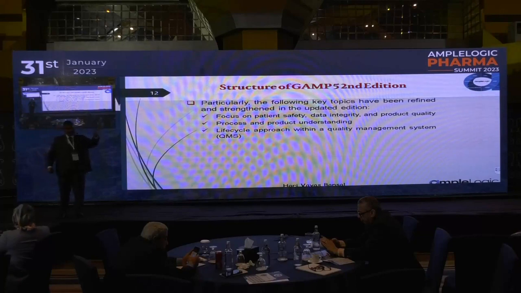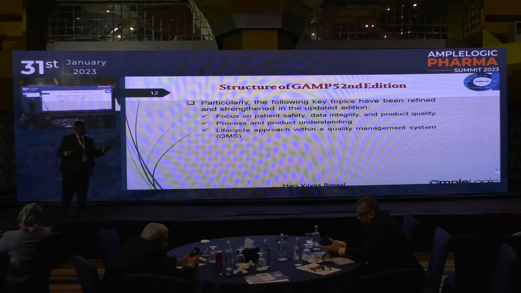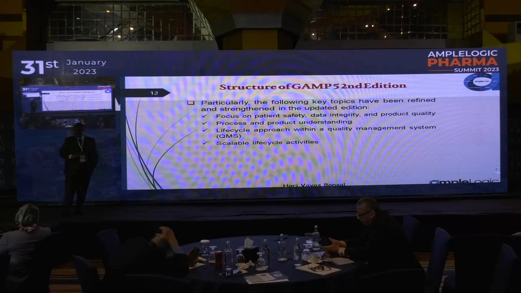you bought a system, you installed it in your company, you validated it and then closed it. There was no understanding with the people, because people need to perform the activities as intended through the SOPs. Now it has more focus on product and process understanding. Earlier it was only the product understanding. People were not understanding the processes. And now the life cycle approach is also being added as a part of the quality management system. Scalable life cycle activities.